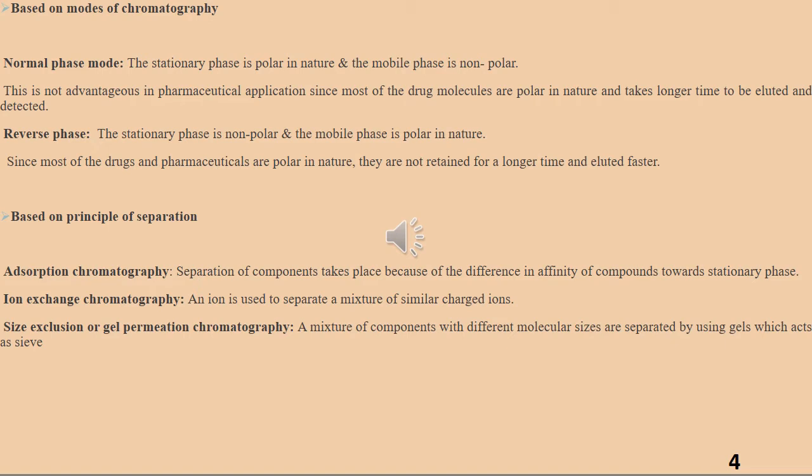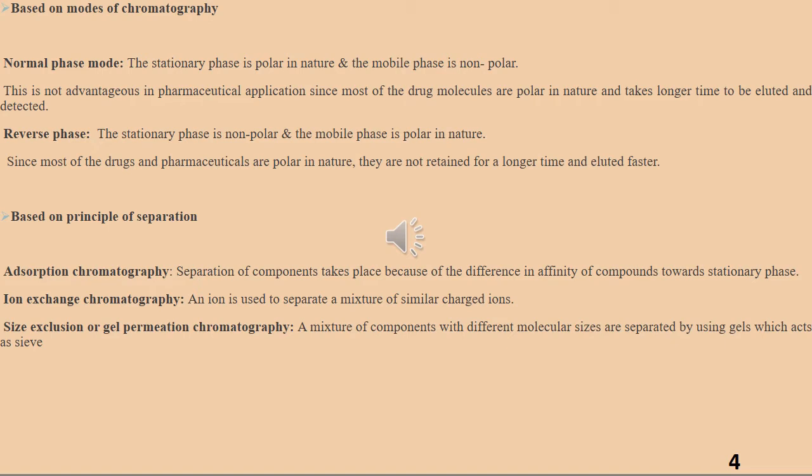Based on modes of chromatography, there are two modes, normal phase and reverse phase. In normal phase, the stationary phase is polar in nature and the mobile phase is non-polar in nature. This is not advantageous in pharmaceutical applications since most of the drug molecules are polar in nature and take longer time to be eluted and detected. In reverse phase, the stationary phase is non-polar and the mobile phase is polar in nature. Since most of the drugs and pharmaceuticals are polar in nature, they are not retained for a longer time and are eluted faster.